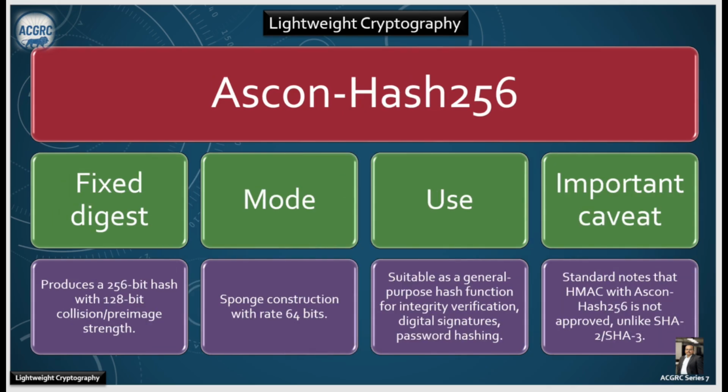When it comes to Hash256, it produces a 256-bit hash with 128-bit collision strength. It uses a sponge construction with a 64-bit rate. It's suitable as a general purpose hash function, for integrity verification, digital signatures, or password hashing.